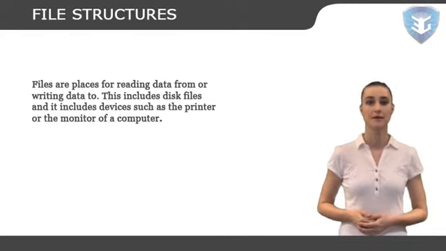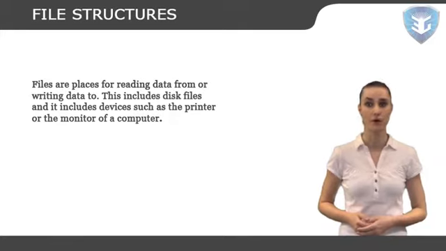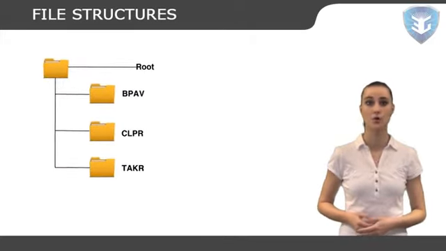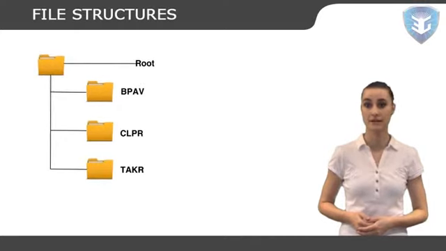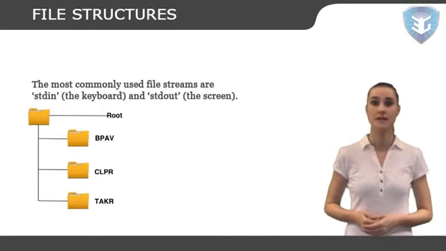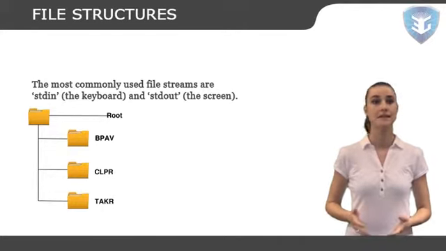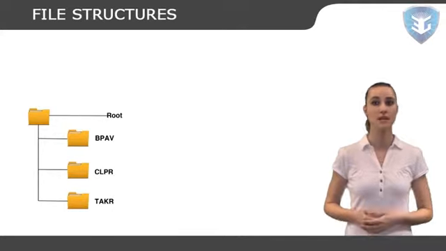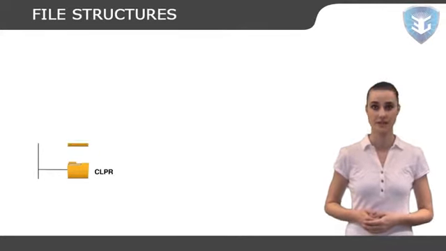Files are places for reading data from or writing data to. This includes disk files, and it includes devices such as the printer or the monitor of a computer. C treats all information which enters or leaves a program as though it were a stream of bytes, a file. The most commonly used file streams are stdin, the keyboard, and stdout, the screen, but more sophisticated programs need to be able to read or write to files which are found on a disk or to the printer, etc.